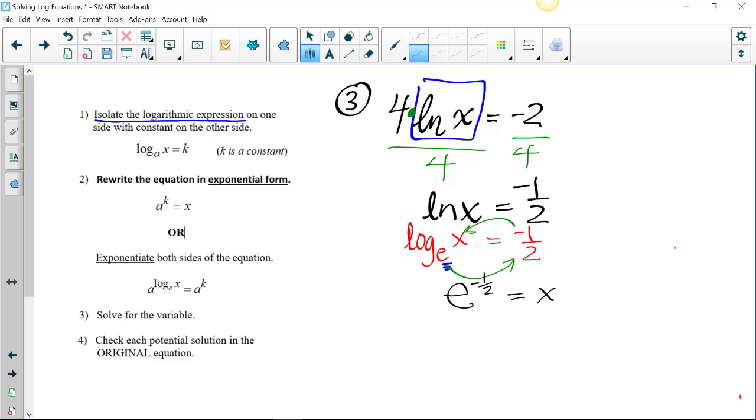And that's my solution. That's my exact value. A lot of times we leave it like that in calculus.